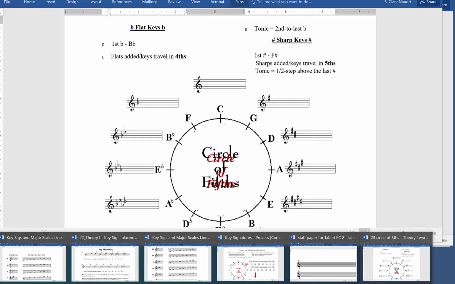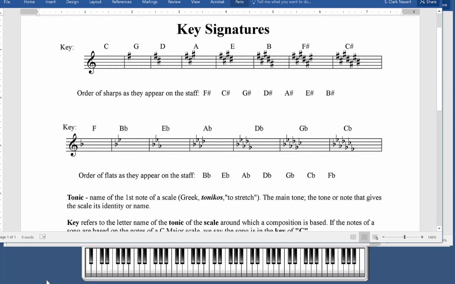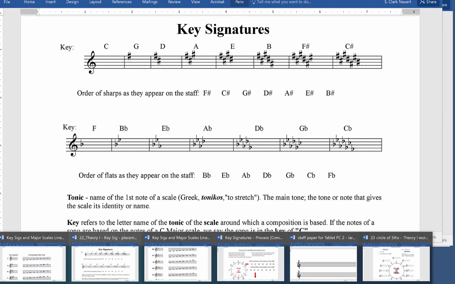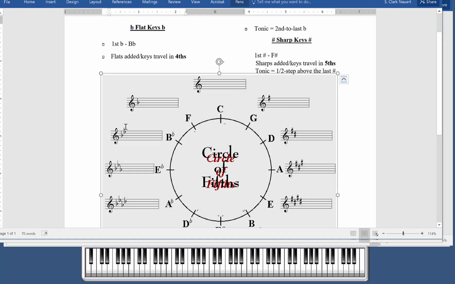And then also on page 22, you'll see the second staff. There's a group of 7 more key signatures. They all have flats in them, all the way from F to the key of C flat. Those keys on the circle of fifths travel around the left side of the circle.